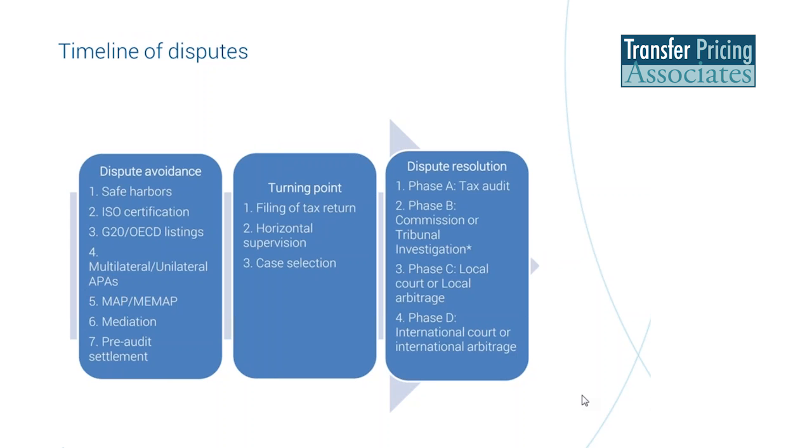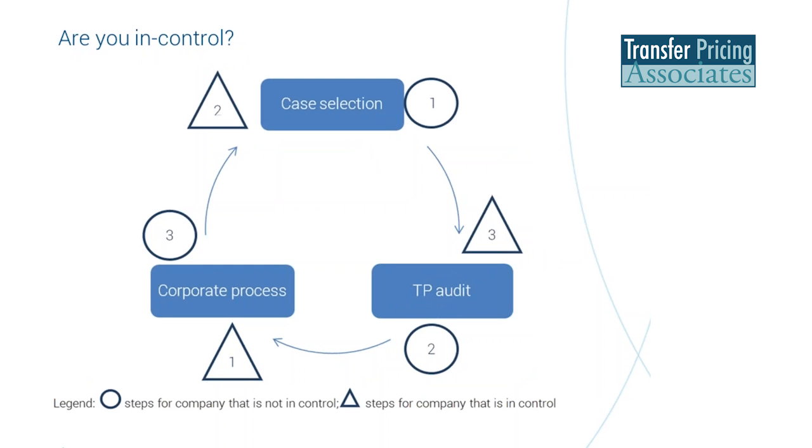Are you in control? In order to be able to avoid or resolve disputes, as a first step, multinationals need to be in control of their operations. Being in control consists of completion of the following three activities. One, running a compliance cycle, two, creating a proper and timely risk management structure, as we saw before, and thirdly, dealing proactively with dispute resolution.